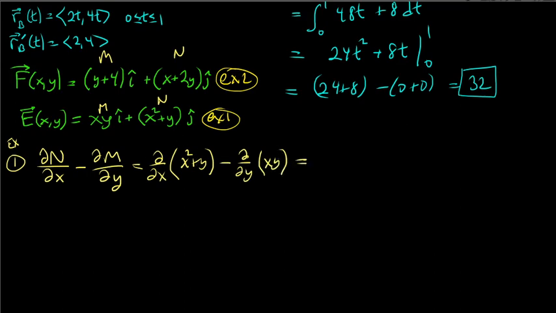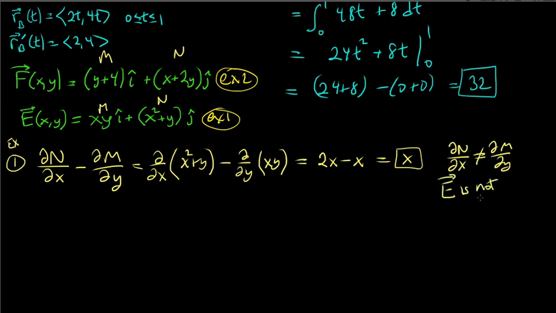So you take the 2 partial derivatives, and we get 2x minus x, which is x, right? Which is not 0, right? So partial of n with respect to x is not partial of m with respect to y. So that tells us that in example 1, the vector field E is not conservative.